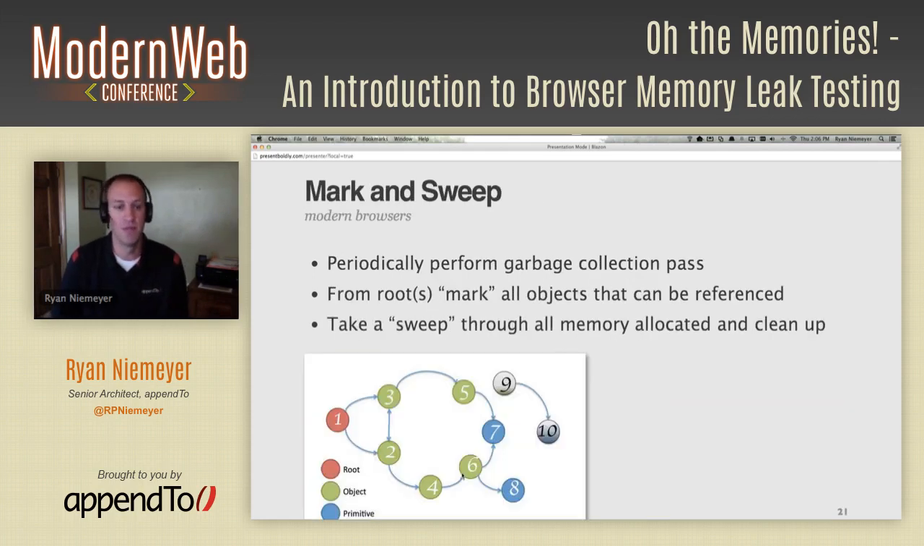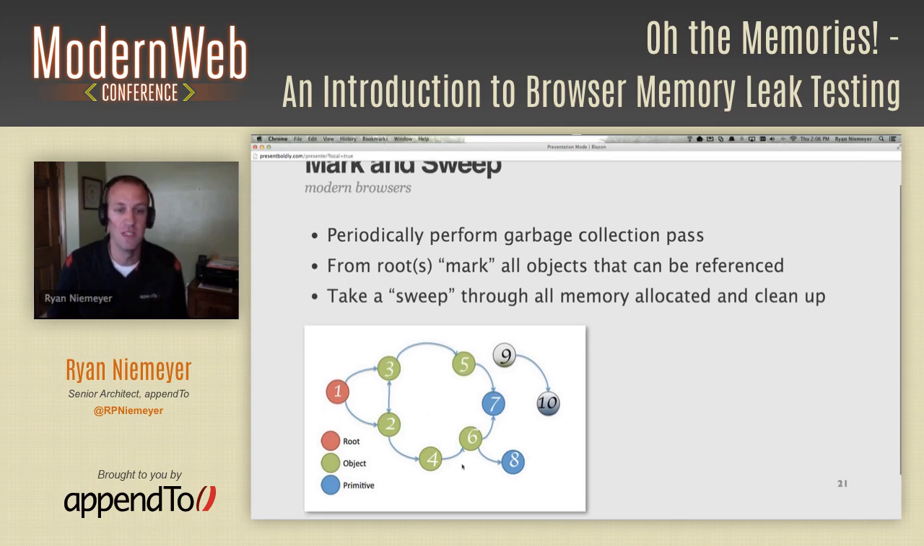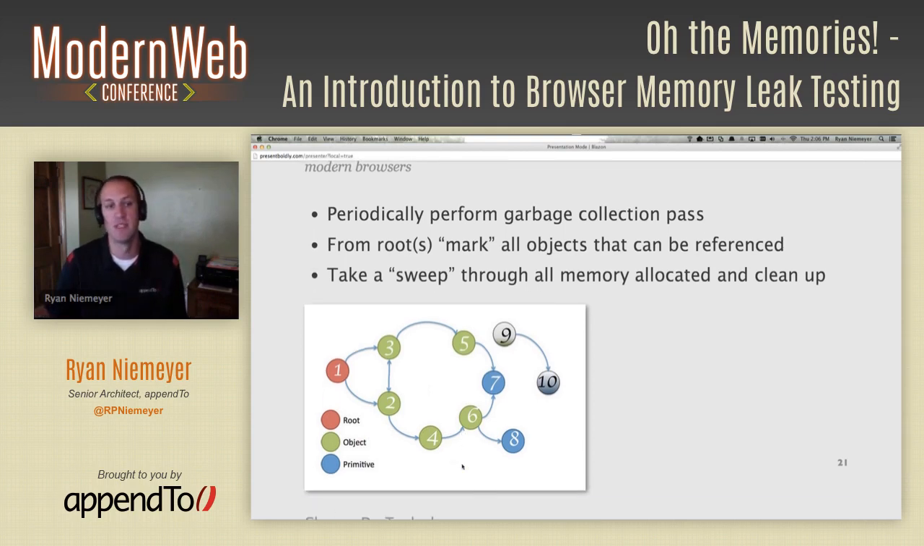So modern browsers implement a technique called mark and sweep. And there's obviously a lot of complexity to how each browser actually implements it. But the idea is that periodically a garbage collection pass is made, and the mark part is that it goes from the root, so that might be your window object, it might be the DOM tree, the various things that are considered roots. It would go from there and find everything that it can reference, traversing through the different trees and leaves, and it would mark those objects, and then it would take a sweep through all of the memory allocated, and it would be able to remove anything that was left over.